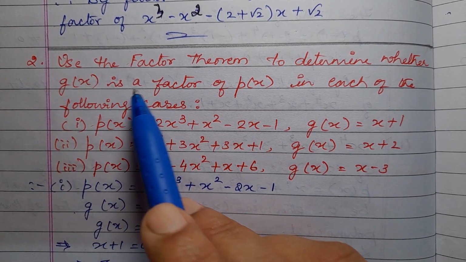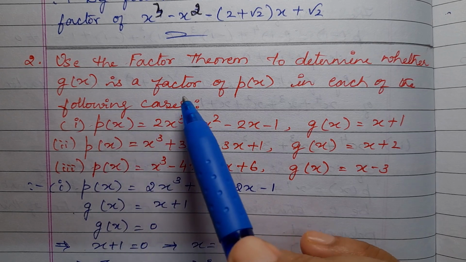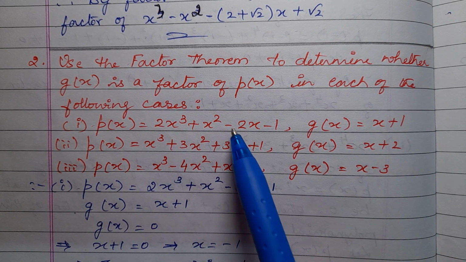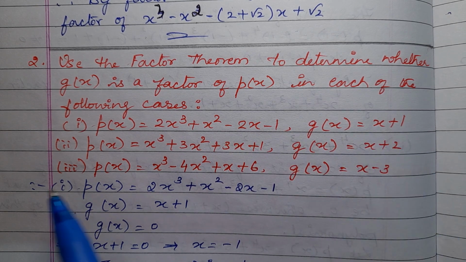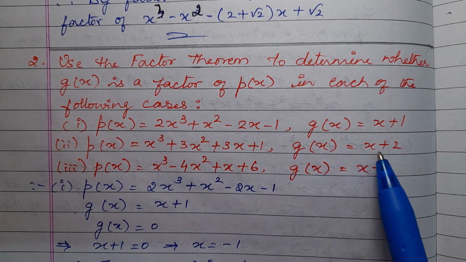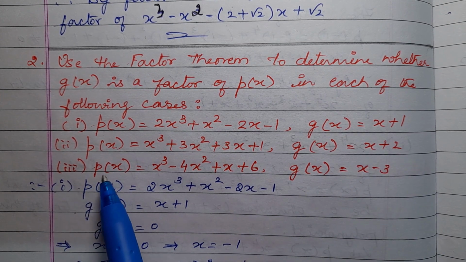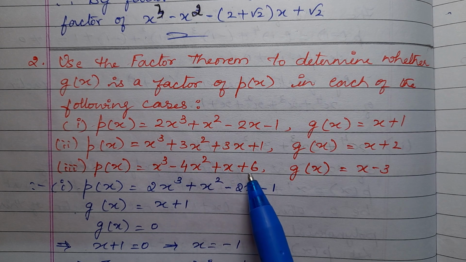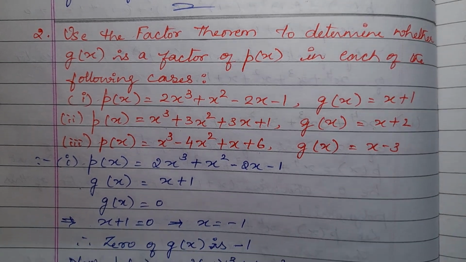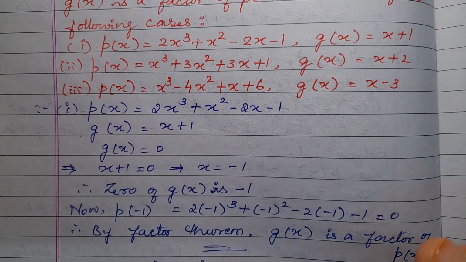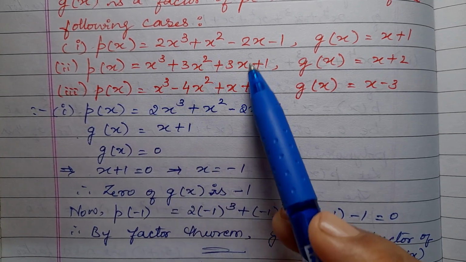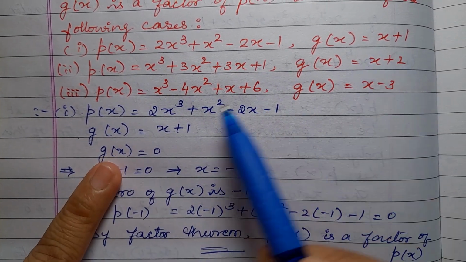Second question: use the factor theorem to determine whether g of x is a factor of p of x in each of the following cases. First one, p of x equal to 2x cube plus x square minus 2x minus 1, g of x equal to x plus 1. Second one, p of x equal to x cube plus 3x square plus 3x plus 1, g of x equal to x plus 2. Third, p of x equal to x cube minus 4x square plus x plus 6, and g of x equal to x minus 3 is given in the problem. Okay, so the solution for this question: first one, p of x equal to 2x cube plus x square minus 2x minus 1, g of x equal to x plus 1.